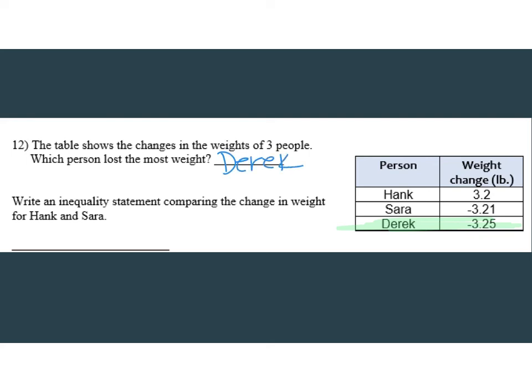And then write an inequality statement comparing the change in weight between Hank and Sarah. So if we're doing change in weight, the amount of change, we're going to do absolute value. All right, so if we look at it, Hank had a change of 3 2/10. So we're going to take the absolute value of that. And we're comparing it to Sarah, who had negative 3 21/100ths. So if we're comparing those two, we got to figure out what symbol to use. The absolute value of 3 2/10 is just 3 2/10. And the absolute value of negative 3 21/100ths would be 3 21/100ths positive. So it's going to be positive.